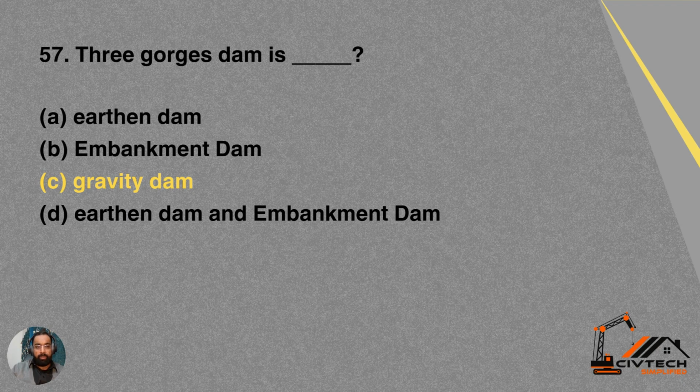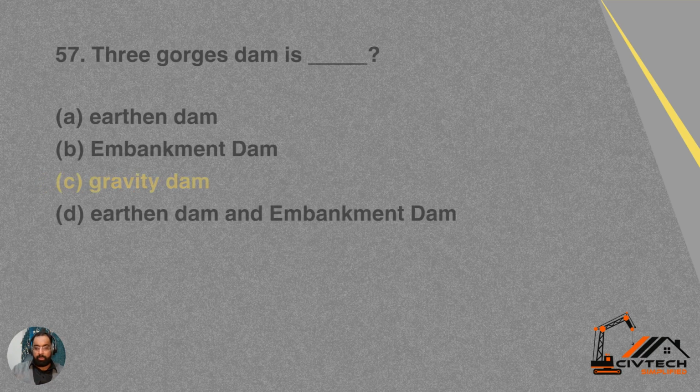Question 57. Three Gorges Dam is dash. Option A, earthen dam. Option B, embankment dam. Option C, gravity dam. Option D, earthen dam and embankment dam. So Three Gorges Dam, option C is the correct answer. It's a gravity dam.